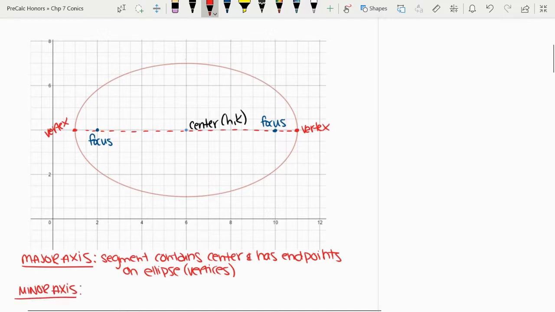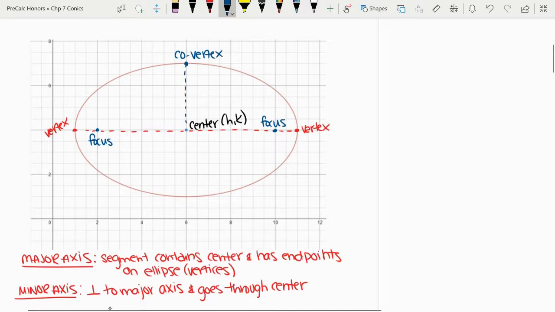Now this also goes through the center, but it's perpendicular, so that's our perpendicular symbol, to the major axis. And I'm going to say goes through the center. There are a lot of different ways to define these. Another way we could define it is it has endpoints that are what we call our covertices. So this guy up top would be a covertex. It's not on the major axis, it's on the minor axis, which is the smaller axis. That's why it's called minor. And this would be our other covertex.